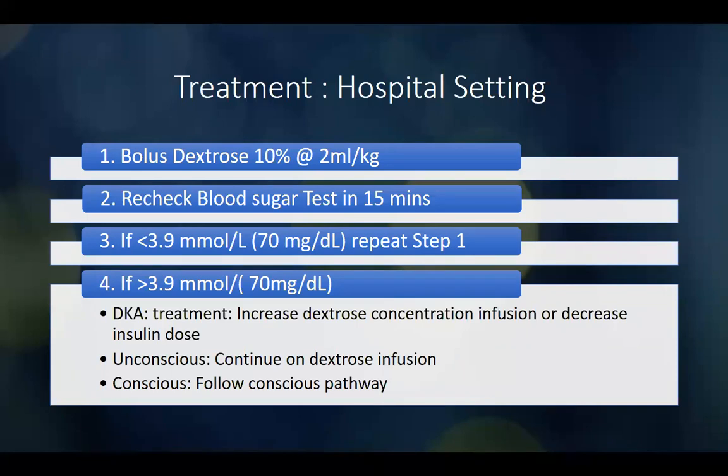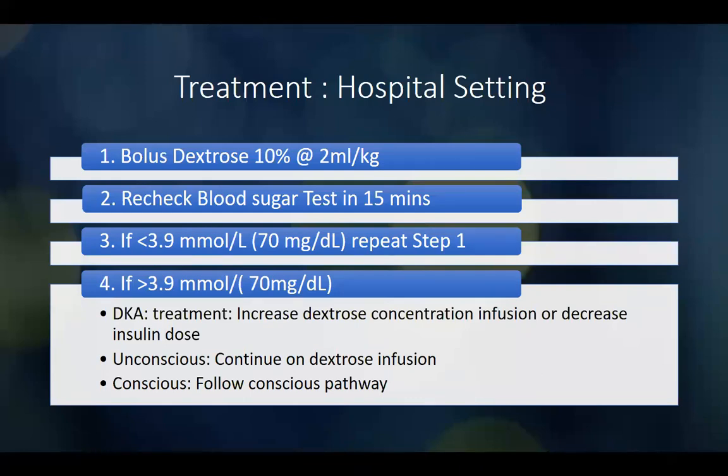Because in DKA, if we stop the infusion of the insulin, you're not managing the condition. Therefore, in DKA, when children have a hypoglycemic episode, increase the dextrose concentration to the next step, but keep the insulin infusion going. If they're unconscious, continue the dextrose infusion. If they're conscious but in the hospital, you can still continue the dextrose infusion. But if they are conscious and not in DKA, you can follow the conscious pathway and allow them to eat a complex carbohydrate that is more than 15 grams.